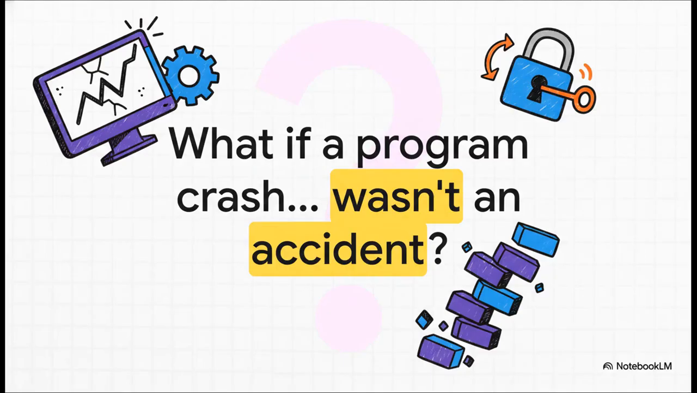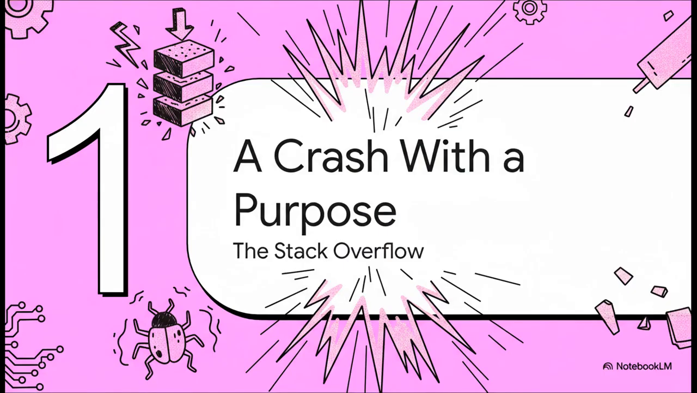It all starts with this one little question. We've all been there, right? A program freezes, it crashes, you get the spinning wheel of death. But what if that crash wasn't random? What if it was engineered, deliberately triggered to act like a key turning in a lock? And that leads us right into the first phase of our operation, understanding the vulnerability.